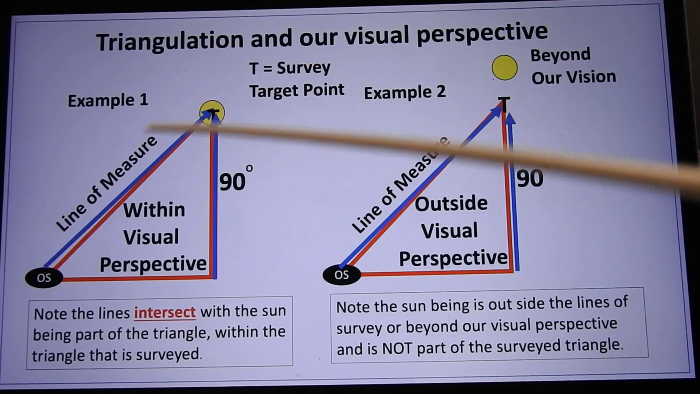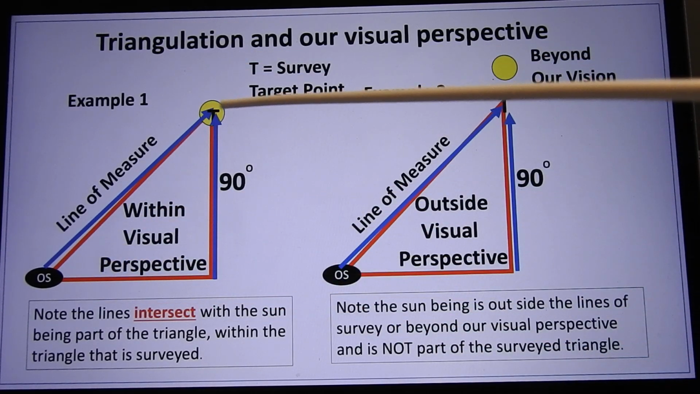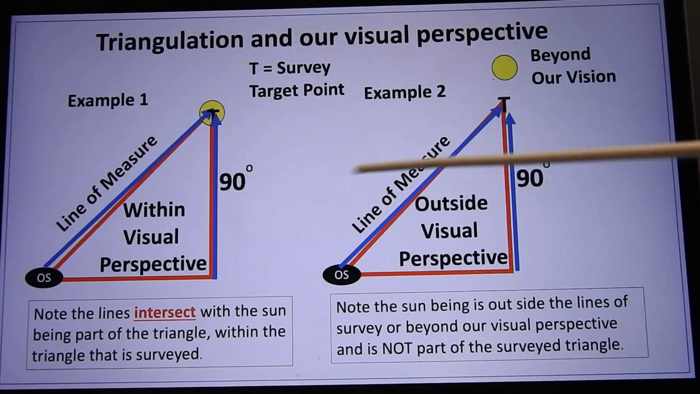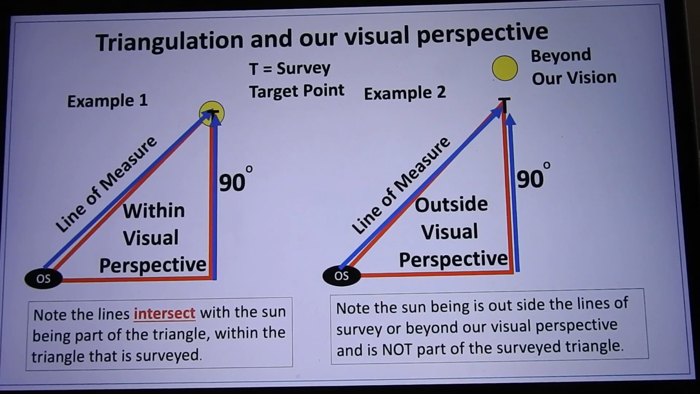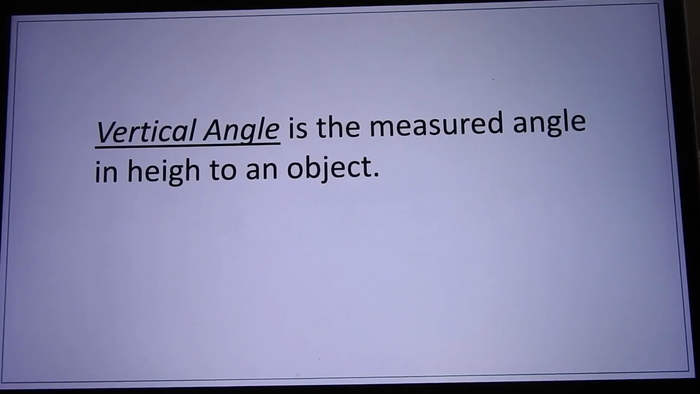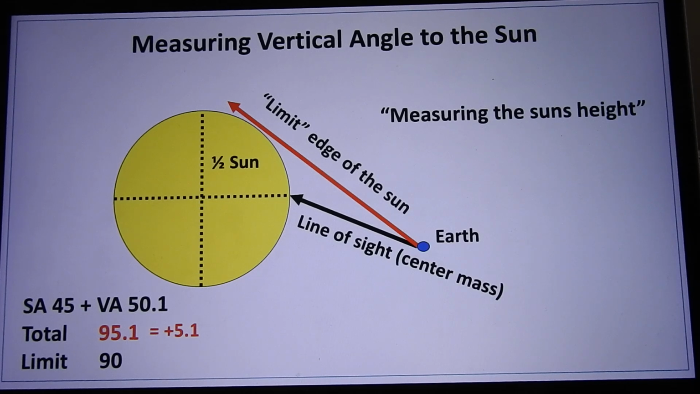And again, the line of measure is simply within our visual perspective, is example 1. If it's outside our visual perspective, beyond it, then we wouldn't be able to see that object. We wouldn't be able to obtain a vertical angle measurement. It's what we physically see. Very simple process, very simple application. Vertical angle is the measured angle to a height, to an object. That's the simple definition of it.